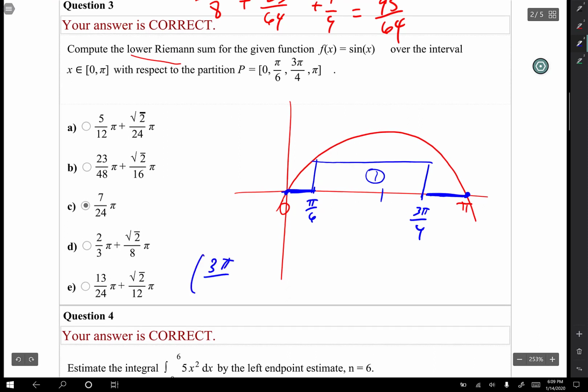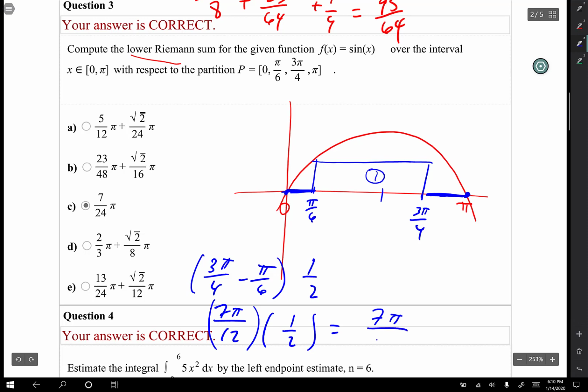So 3 pi over 4 minus pi over 6, this is the width. And then the height is just sine of pi over 6, which is a half. So 3 pi over 4, 3/4 minus 1/6 is 7/12. So this is 7 pi over 12. And then that times a half turns to 7 pi over 24.